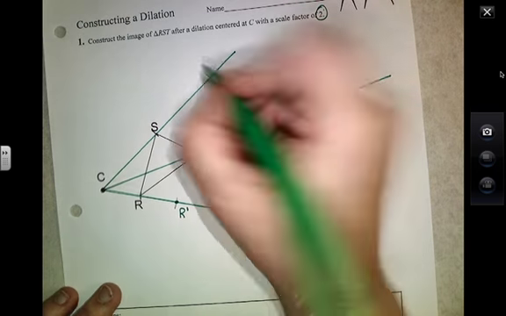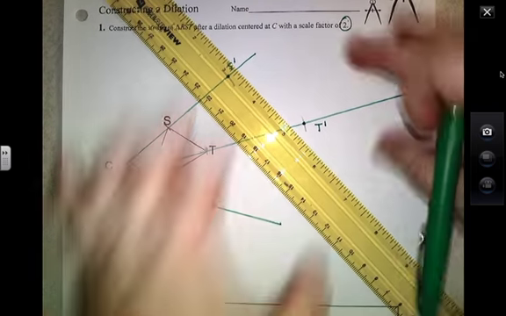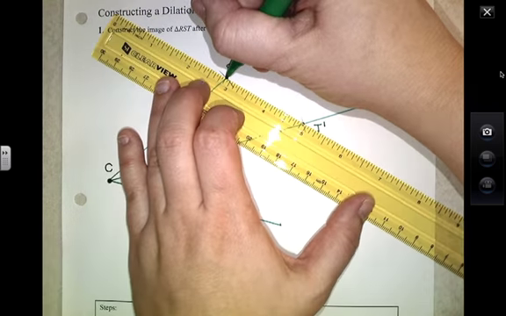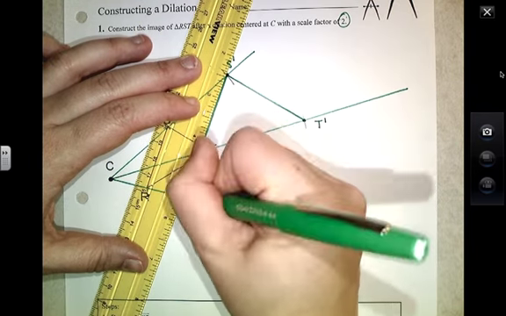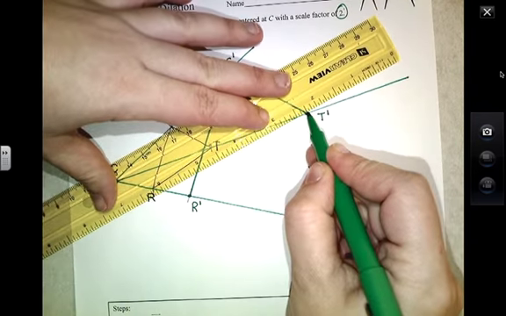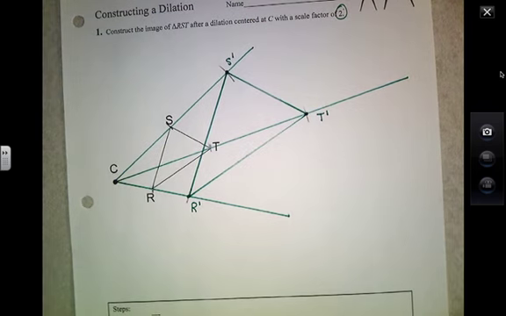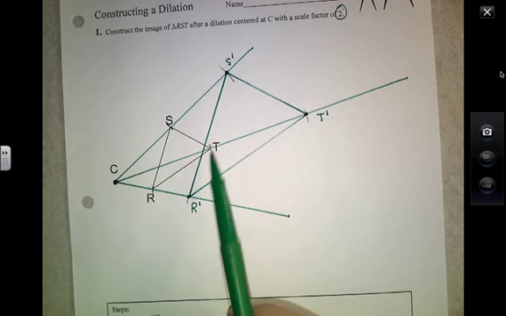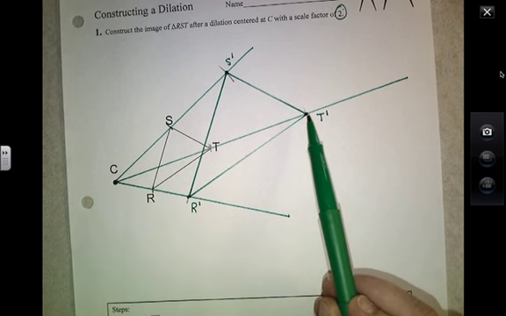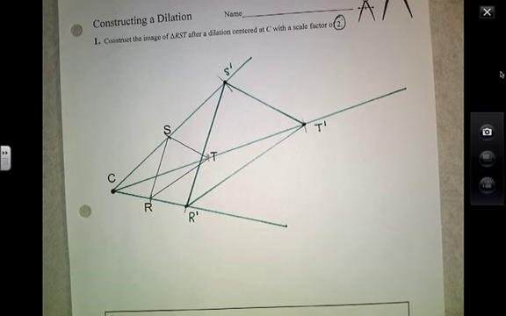If this is going a little bit too fast for you, don't forget you can always pause in the middle and get caught up. We're going to go ahead and connect the 3 vertices, and since our scale factor was 2, it should appear that the new triangle R prime S prime T prime is twice as big as triangle RST. Okay, and so notice again, the distance from C to S was doubled from C to S prime, and C to T was doubled from C to T prime. Okay, so that's what a dilation looks like. Let's flip the page and do another one.